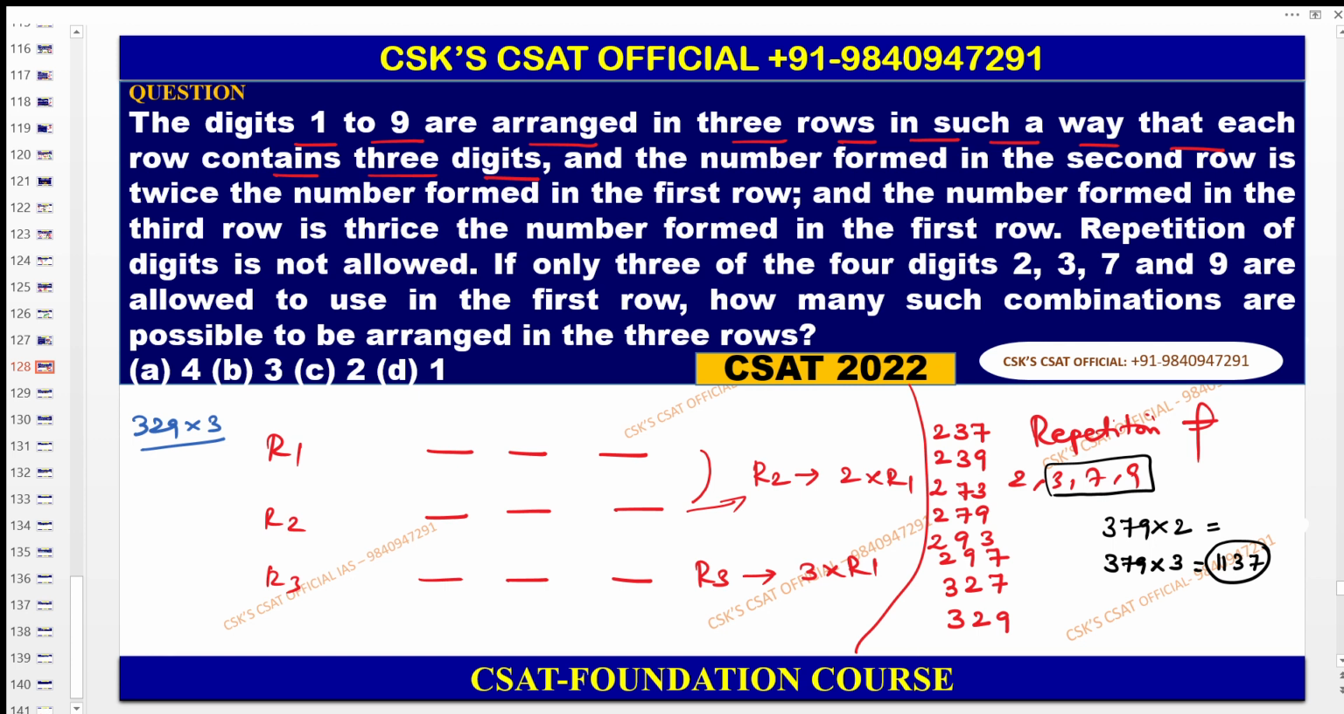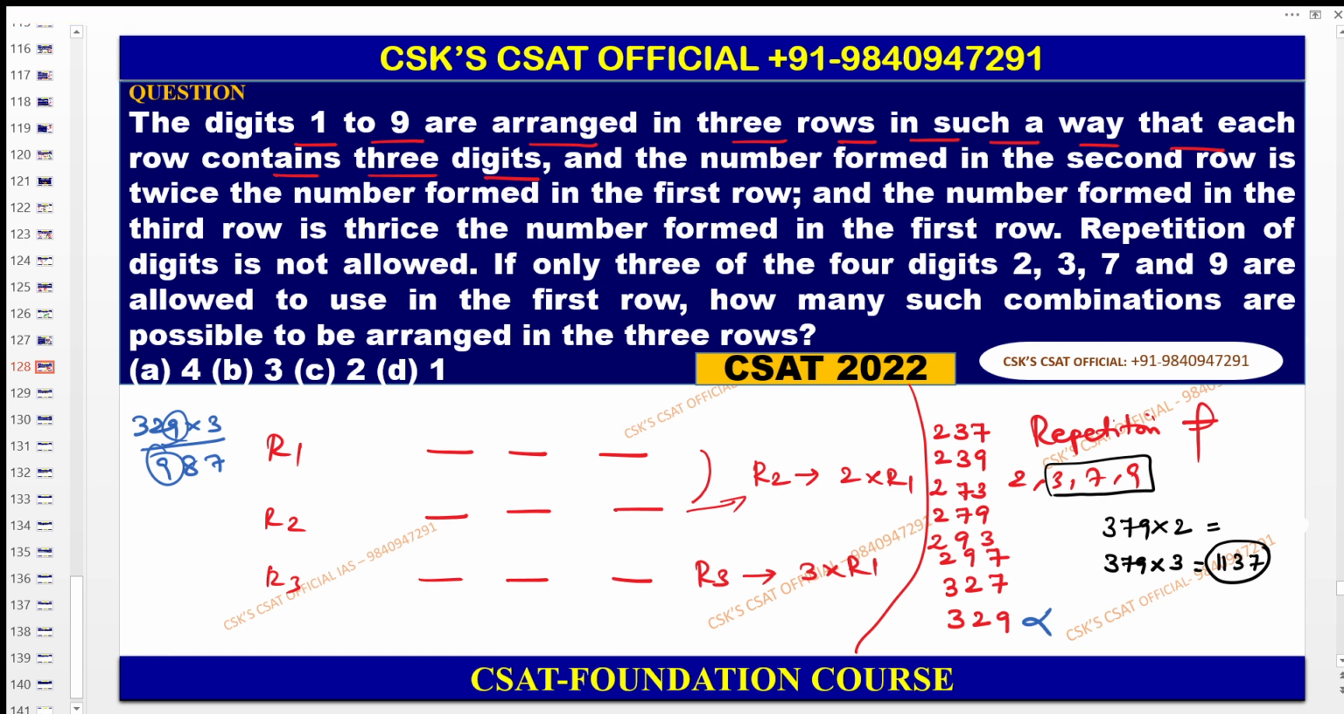3 to 9 into 3, so 27, right? Third row you are checking here. 987. So multiplied quickly. Then what happens here? 9 is there, 9 is there. Not possible, right? Since repetition is not allowed. Therefore, you can eliminate that one.